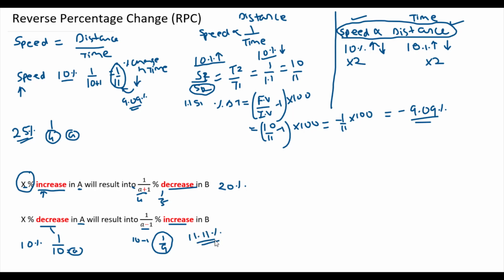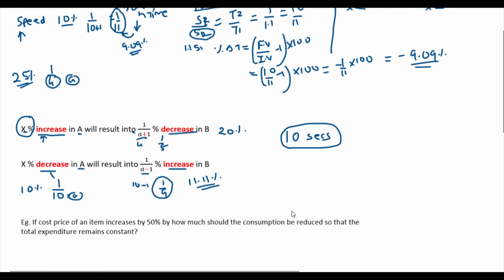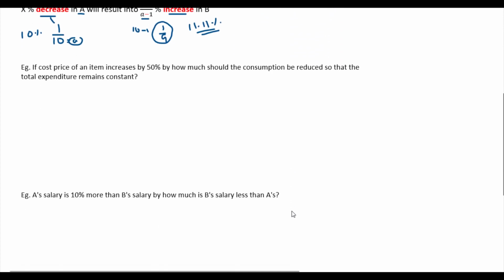So this is a very important concept from the point of view of the exam. If you are able to understand this concept of reverse percentage change, you can avoid this much calculation and arrive at your answer within 10 seconds. All you need is a little bit of practice, and then you will not even have to do this much calculation. You can very easily do this calculation in your mind. Let us take a few examples and understand it better.